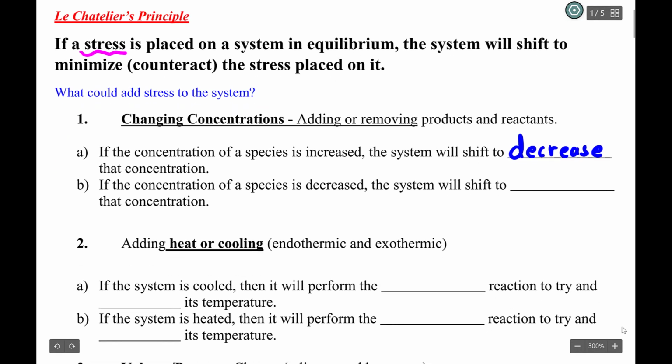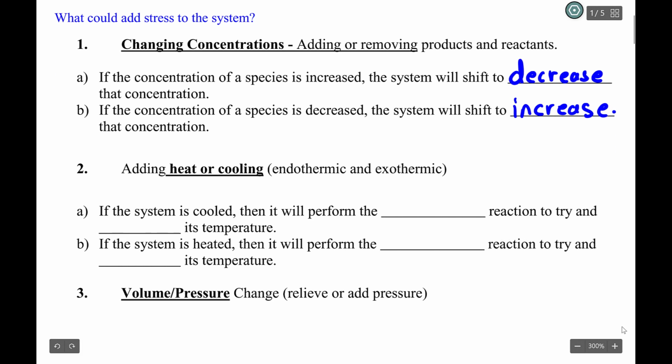Or conversely, if the concentration of a species is decreased, the system wants to bring that concentration back up, so the system will shift to increase that concentration. Okay, don't overthink this. We're just always trying to do the opposite thing. So if I add something, the system wants to remove it. If I remove something from the system, it wants to increase it.